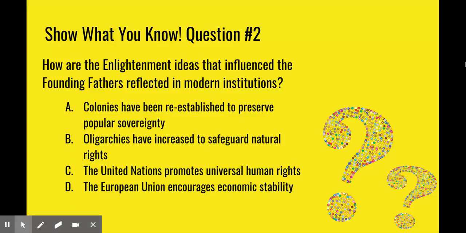The next question is tough. Can you answer it correctly? Use the knowledge you already know about civics to help. How are the Enlightenment ideas that influenced the Founding Fathers reflected in modern institutions? Is it A, colonies have been reestablished to preserve popular sovereignty? B, oligarchies have increased to safeguard natural rights? C, the United Nations promotes universal human rights? Or D, the European Union encourages economic stability?